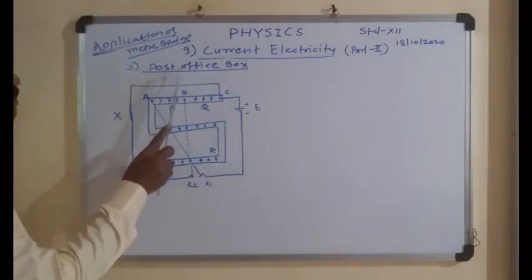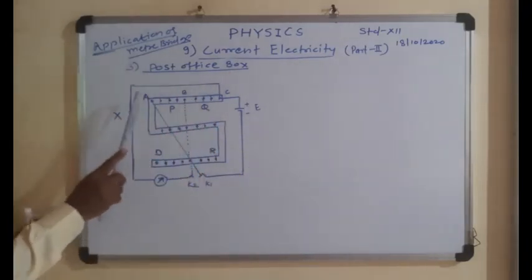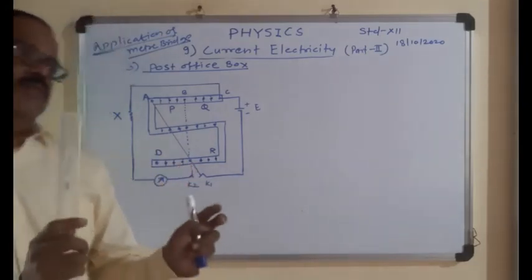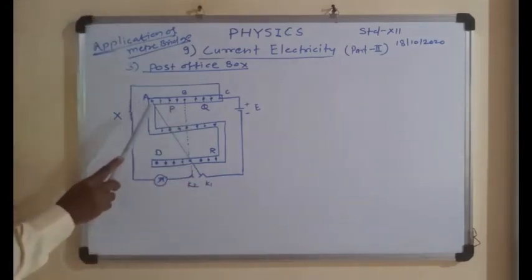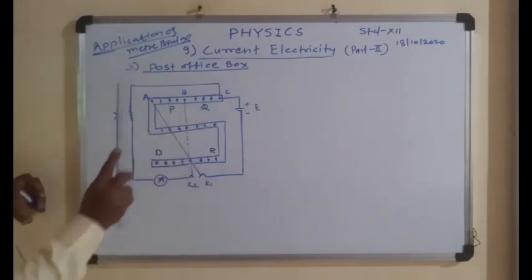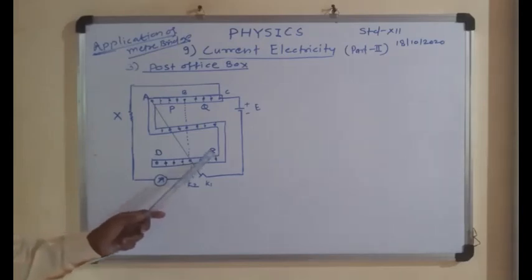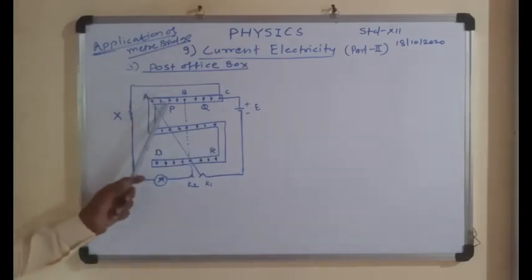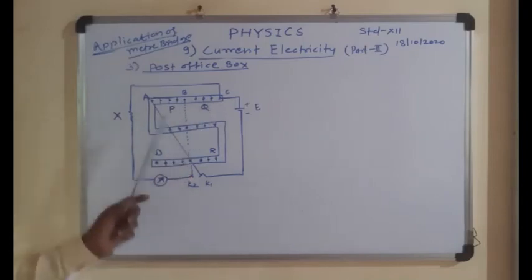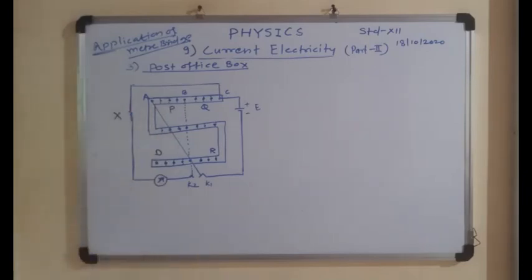The name of the application is post office box. This is the diagram for it. The post office box is a practical form of the meter bridge. This post office box consists of three arms P, Q and R. The third arm R contains resistances from 1 ohm to 5000 ohm. The two arms P and Q consist of resistances 10 ohm, 100 ohm and 1000 ohm.